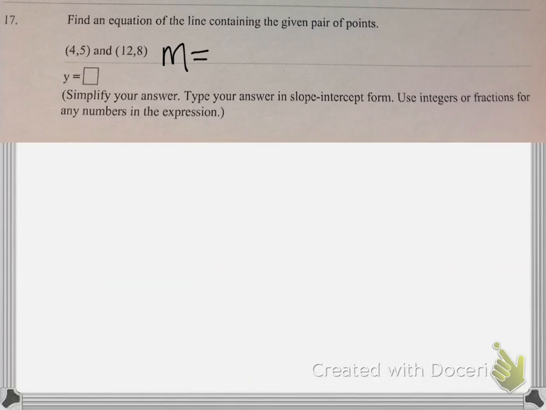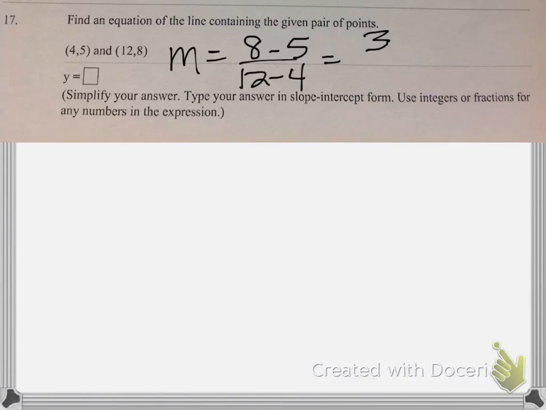So I'm going to subtract my y's. So if I go 8 minus 5, okay, so in this one, slope, 8 minus 5 over 12 minus 4. 3/8. Okay. Now we're going to take that slope and pick either point. You don't need to do both. I'm just going to pick the 4, 5 because it's smaller numbers. It's the only reason why I'm picking it.